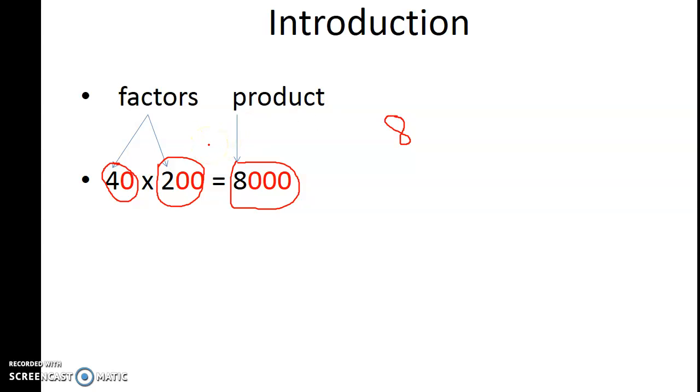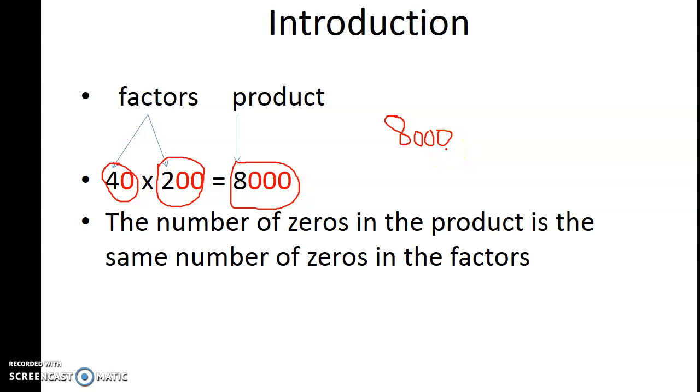Now, the next step is to count all the zeros in the factors. So we have two factors. Let's count all the zeros in both factors. 1, 2, 3. So we count 3 zeros. So I must place them where? At the end, in the answer. 1, 2, 3. So now the product is 8,000.